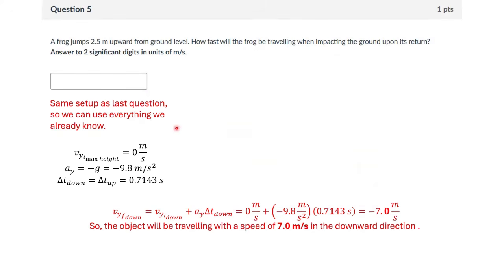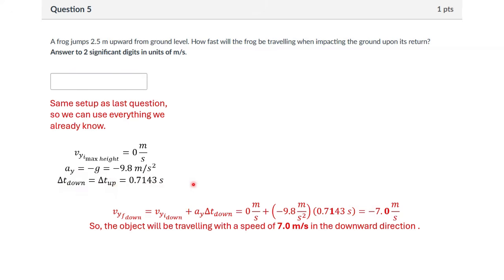5, still dealing with this frog. We can keep all of the stuff we learned and knew from the last question. The things we're going to use is that at the maximum height, which we're now going to call an initial time, because we're going to now deal with the time going down rather than going up, we will have an instantaneous velocity of 0 meters per second. So this is still the maximum height, and at the maximum height, you must stop. The y component of acceleration the whole time is still negative g, and the amount of time spent going down is equal to the amount of time spent going up in this situation, and we've already solved for that in the last problem.